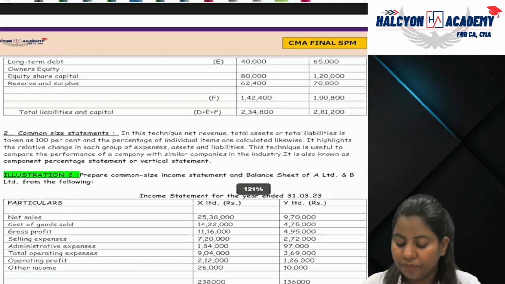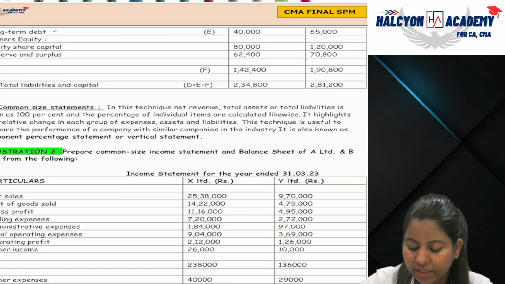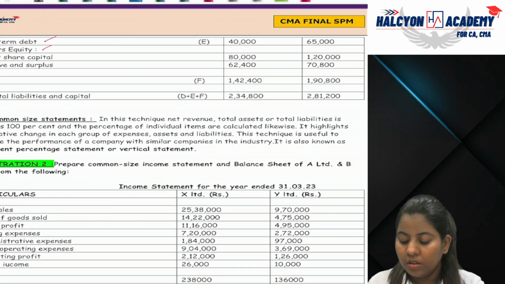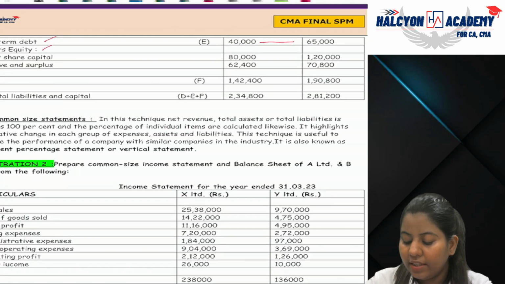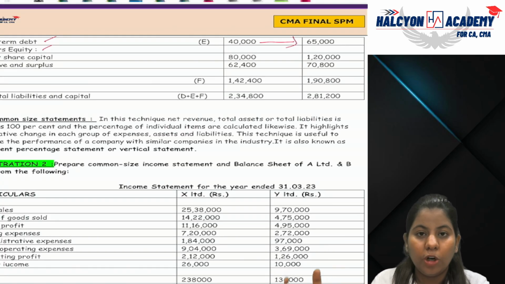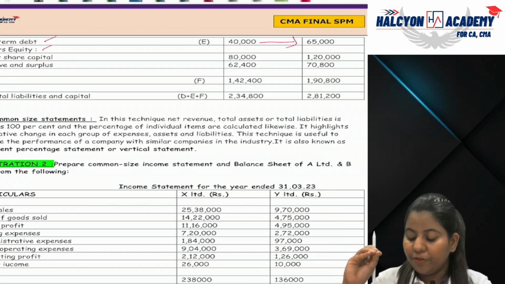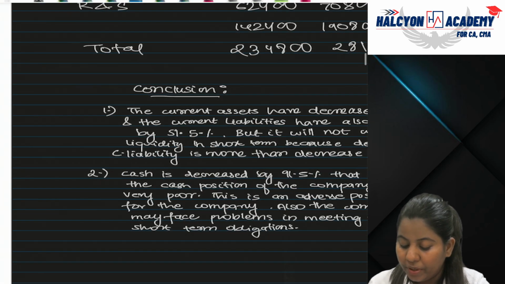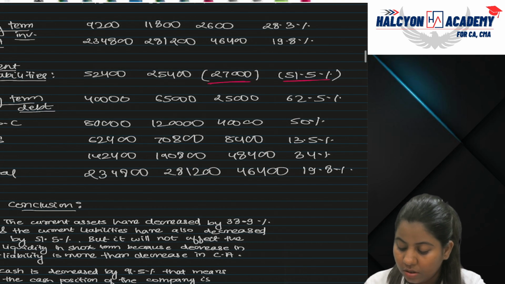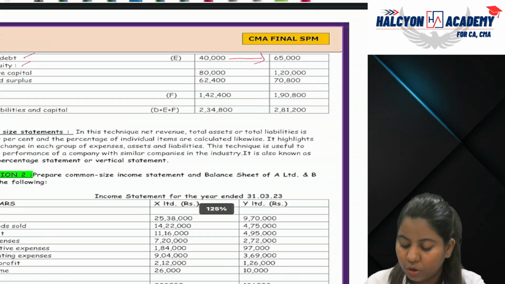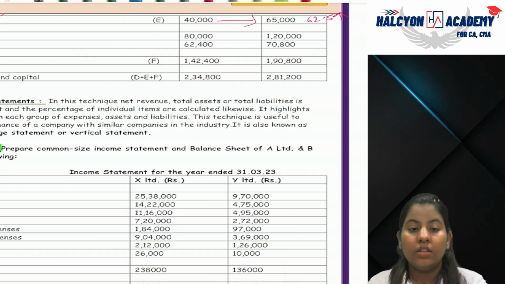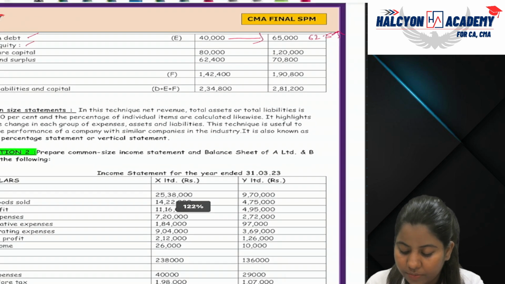See one more thing. The next thing is long-term debt and owner's equity. Can you see that long-term debt has increased? That means the company has borrowed money. Company has borrowed money from outside, right? The long-term debt is increased. So the percentage increase is 62.5%. So the debt is increased by 62.5%, right?